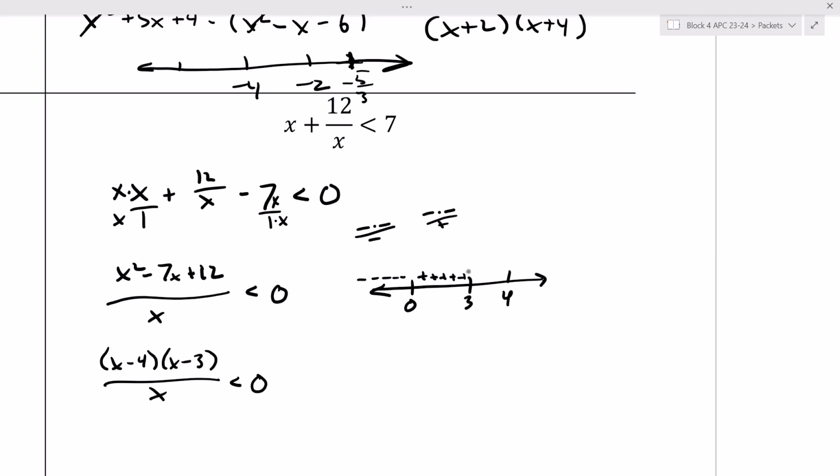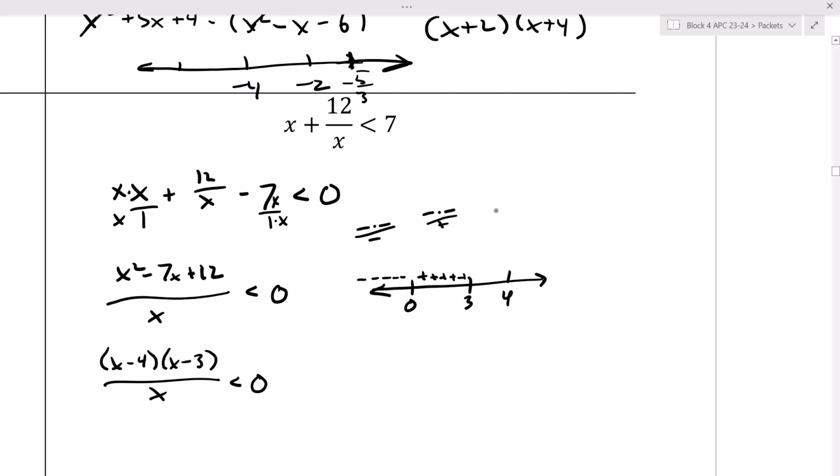3.5, pi, 3.1, it doesn't matter. If you're looking for behavior, it shouldn't be difficult. At 3.5, you have a negative times a positive over a positive. You see, it's much easier to plug in the factored form than to try to plug in 3.5 up here, the expanded form. Always plug it into the factored form.